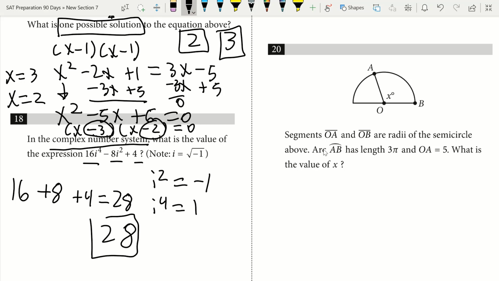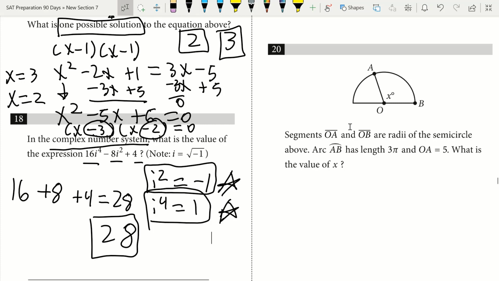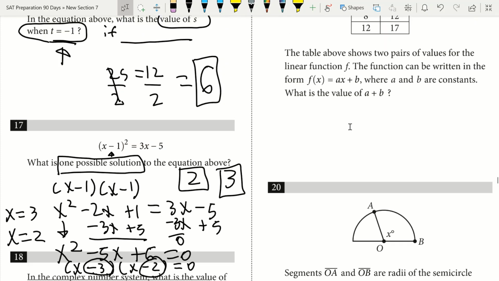All right, so things you need to have in your notes. If you don't have that i to the fourth equals 1, put that in your notes. And if you don't have the i squared equals -1, put that in your notes. You need to know both of these for the SAT math section, and they're very, very important. Okay, so if you know those and you understand that, then that problem right there is pretty easy.